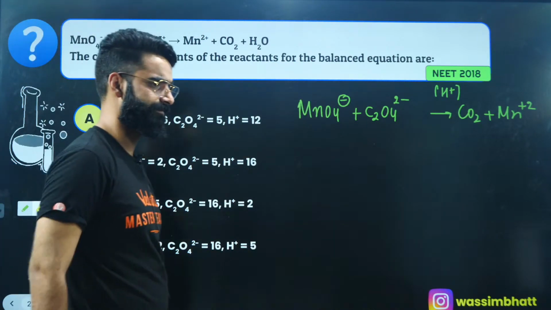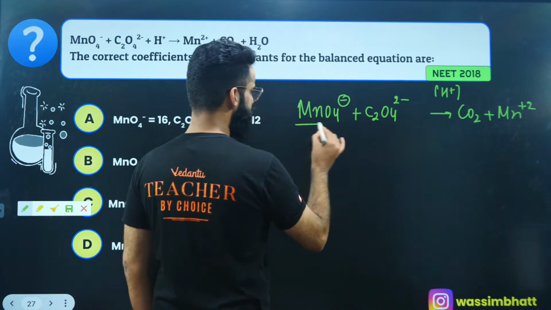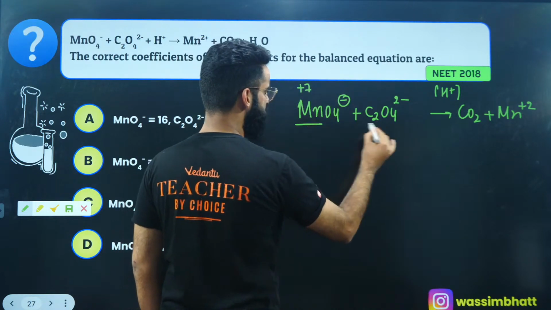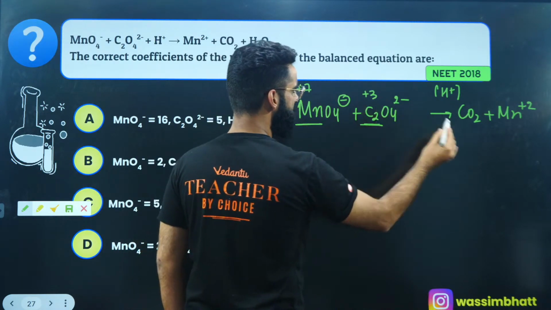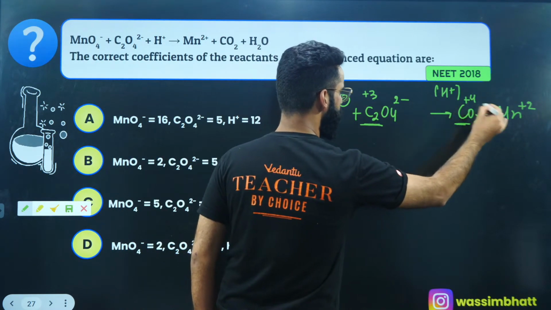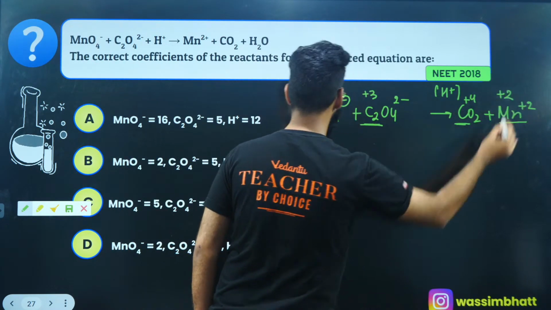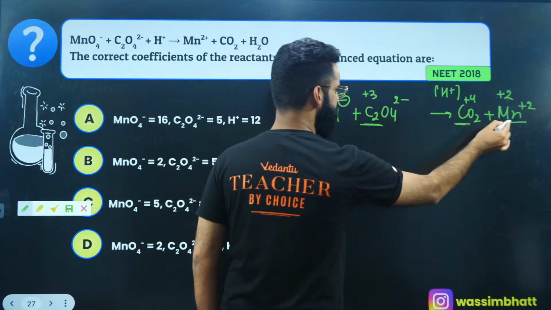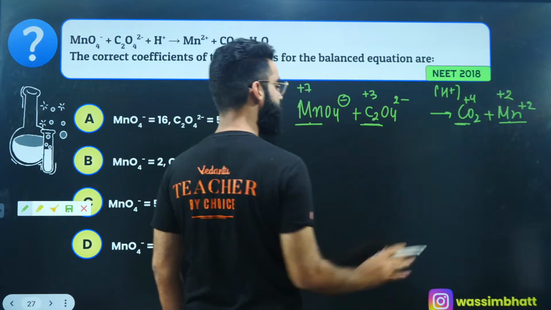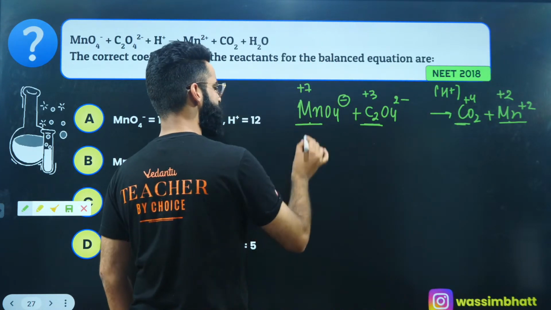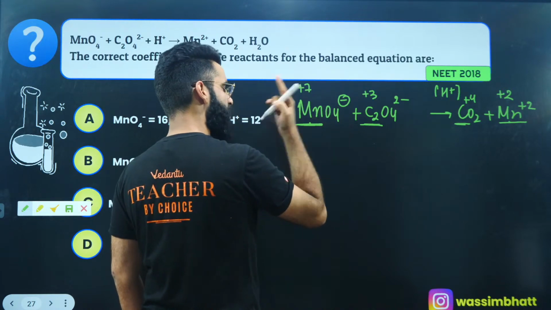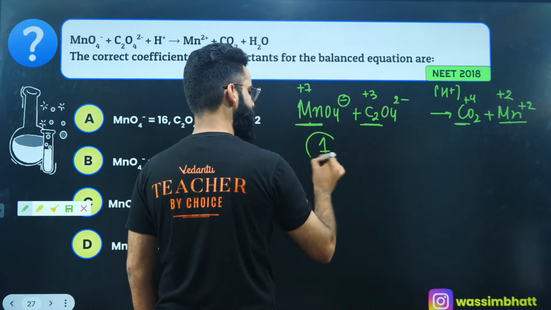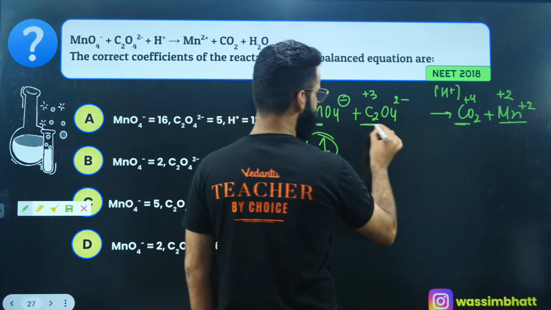Have a look exactly. See guys, the oxidation state of manganese over here is +7, oxidation state of carbon is +3, right? Oxidation state of carbon over here is +4, oxidation state of manganese is +2. See guys, +7 to +2, what is the change in oxidation state? 5. 5 is the change in the oxidation state for one atom of manganese, and I've got only one, so its n-factor is 5, right? What about the n-factor of this oxalate ion?